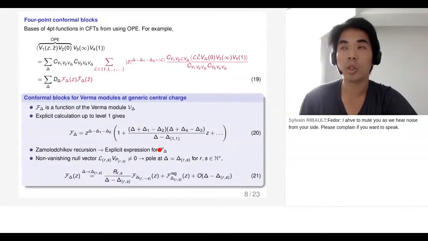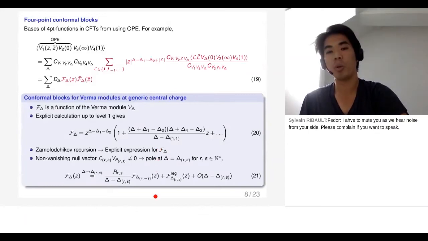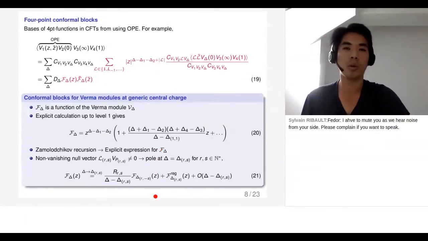And so this is all I want to say for the conformal blocks for Verma modules at the moment. We'll come back to it a bit later when we talk about the Potts model. Now I want to tell you how to compute the conformal blocks for logarithmic representations.